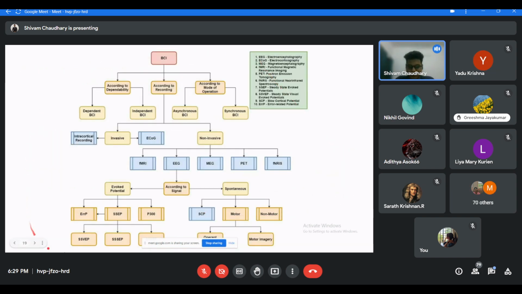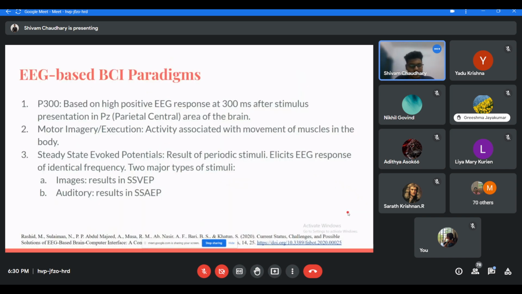So BCI is very vast. As I said, I told you about EEG, I told you about ECoG, I told you about EMG as well. But there are also magnetoencephalography, positron emission tomography, functional near infrared spectroscopy. I think there's a typo, fMRI. There are a lot of recording devices, but EEG is most widely used, so I will be focusing on that predominantly.